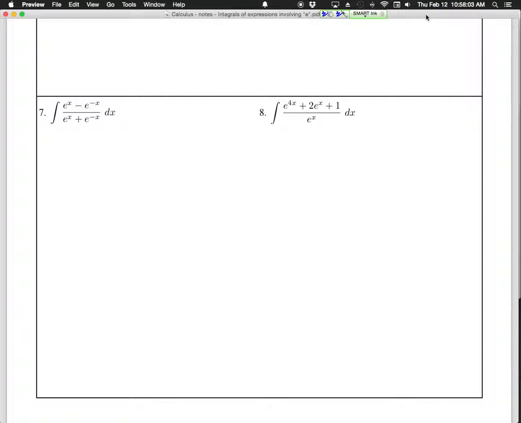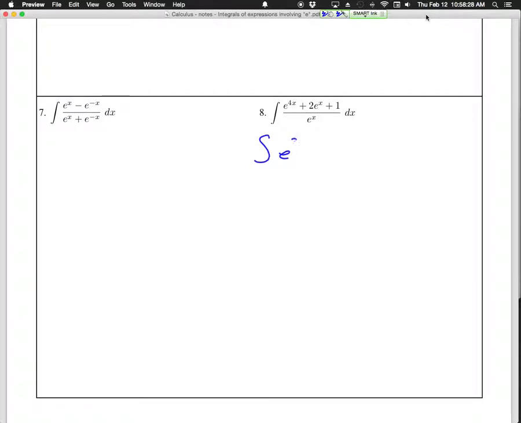Alright, thoughts on this one? e to the 4x plus 2e to the x plus 1 over e to the x. Derivative of the inside. What did you say, Pauline? Like e to the 4x over e to the x plus 2 e to the x over e to the x. Very good. Split it up. What tells me to do that, Pauline? Polynomial over monomial tells me to split it up.